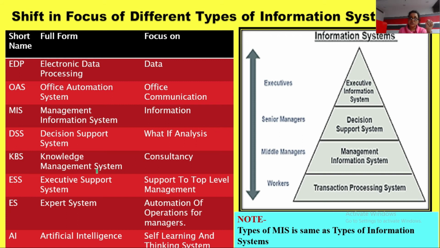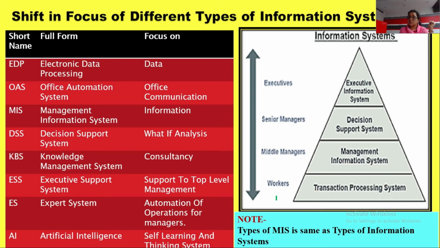Knowledge management system is majorly used for consultancy. Executive support system which is used by the top level of management. एक्सपर्ट सिस्टम्स बेसिकली complete automation of operations होता है मैनेजर्स के लिए. इसके बाद ही आया आर्टिफिशियल इंटेलिजेंस, जो कि एक complete different system की तरह emerge हो चुका है आज, जो कि self learning, self thinking system है, सब काम अपने आप करता है, fully automated. We'll be talking about all this in the future also.